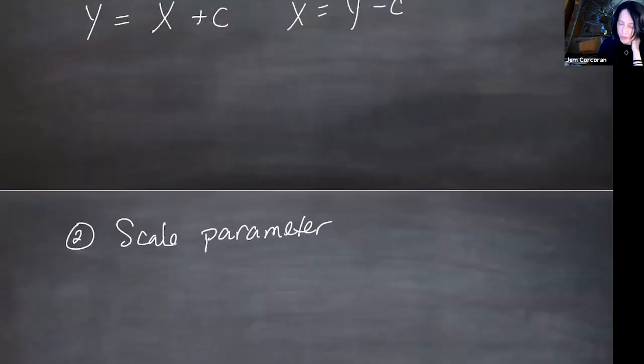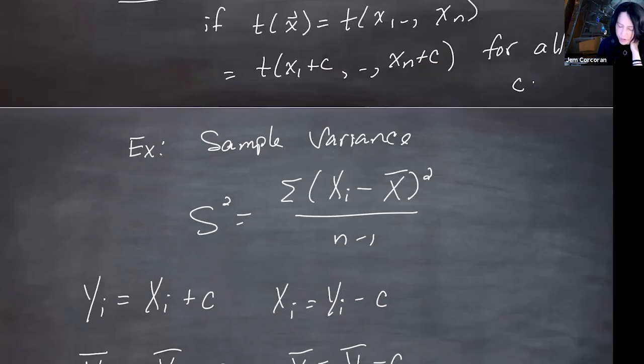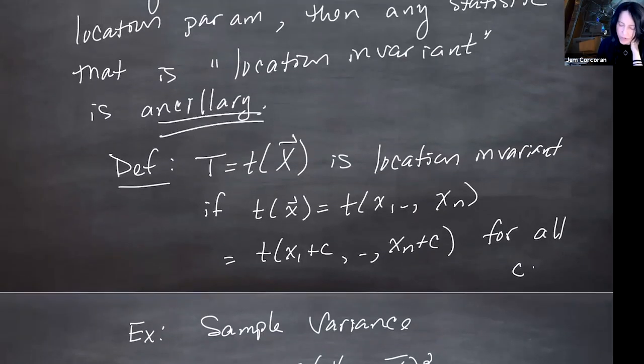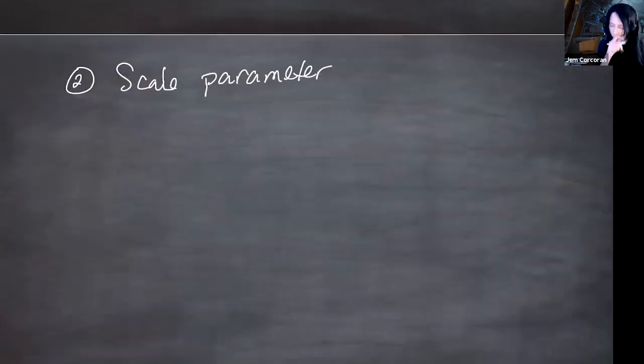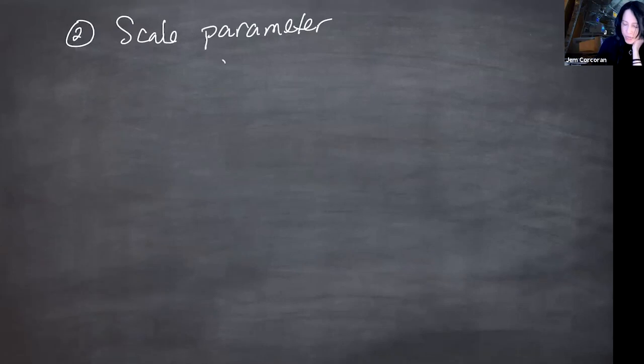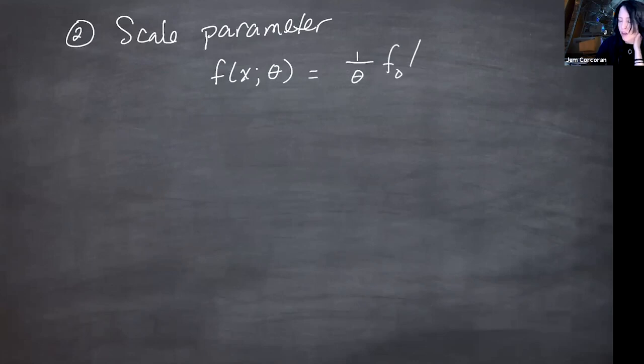Okay, so the second class is scale invariant or scale parameters and scale invariant statistics. Did I ever give the conclusion up here? Yes, location invariant statistics are ancillary if you're dealing with a location parameter. The scale parameter means that your PDF has the form 1 over theta, some f naught of x over theta.